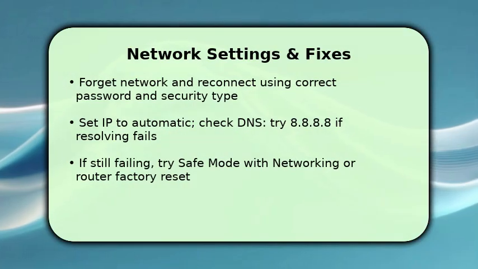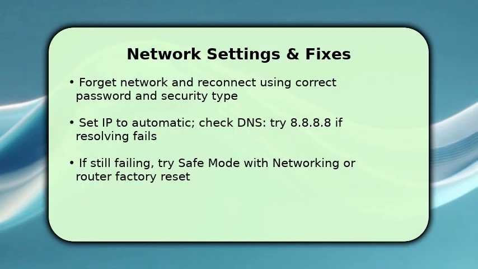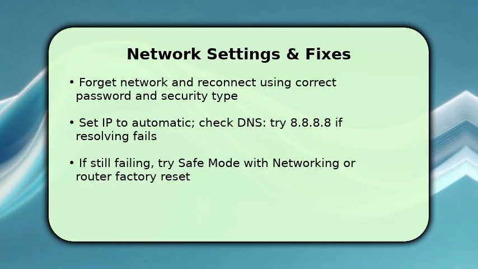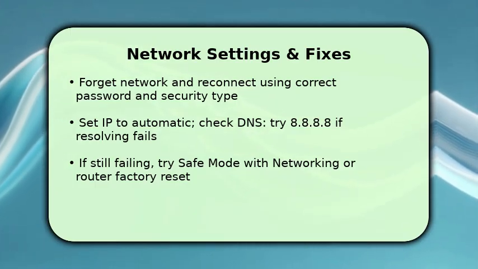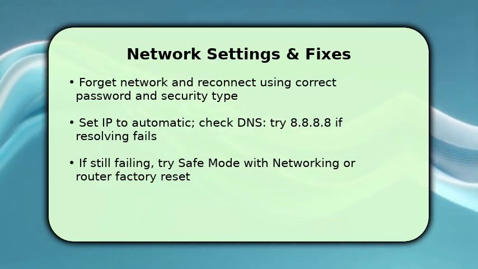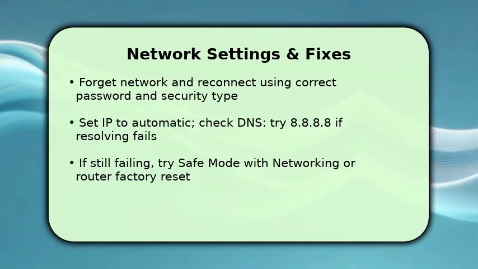Finish by cleaning up the saved network and verifying settings. Forget the SSID, then reconnect manually so you re-enter the correct password and security type. Mismatched security often blocks access. Ensure IPv4 is set to obtain IP and DNS automatically, but if sites don't resolve, try 8.8.8.8 as a temporary DNS to rule out DNS issues.